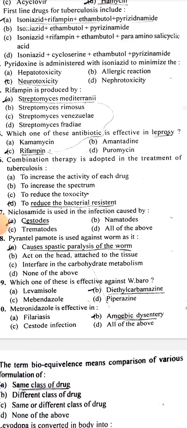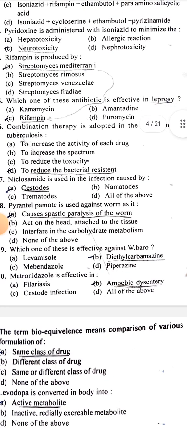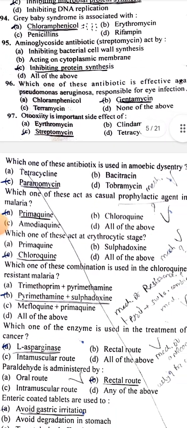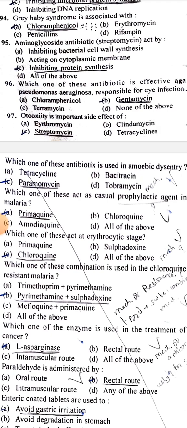Niclosamide is used in the infection caused by cestodes. Pyrantel pamoate is used against worms as it causes spastic paralysis of the worm. Which one of these is effective against Wuchereria bancrofti? That is diethylcarbamazine. Metronidazole is effective in amoebic dysentery. Which one of these antibiotics is used in amoebic dysentery?